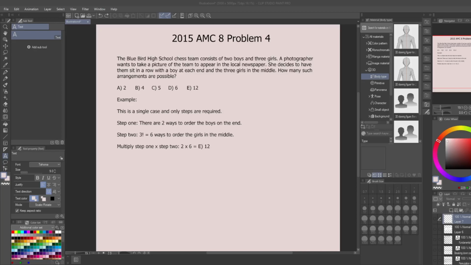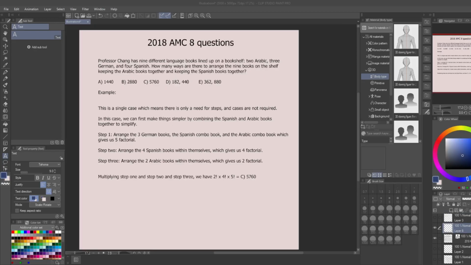So this is a single case and only steps are required. For step 1, we can find out how many ways there are to order the boys, which is 2 because there are only 2 boys. And for step 2, we can find out how many ways there are to arrange the girls, which is 3 factorial, which is 6. Then we just multiply step 1 and step 2, which gives us 2 times 6, which is E, 12.